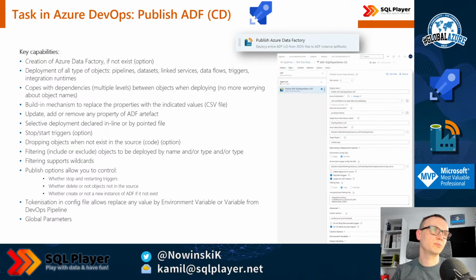You can of course deploy global parameters. You can prepare configuration for other environments. Also you can drop all the objects when they are not existing in the source code. Yeah, filtering by include or exclude, etc. So as you can see, plenty of possibilities here using this task. So I really encourage you, if you are okay with the approach of exporting the code and publishing directly from the code, take a look at this and test this task.